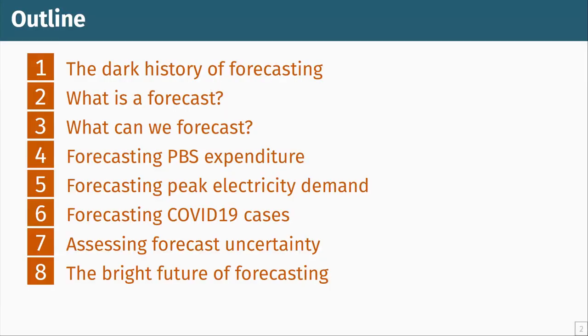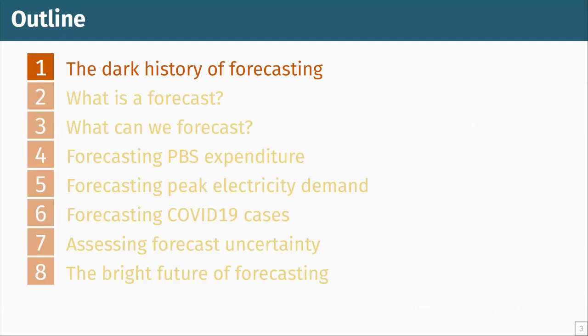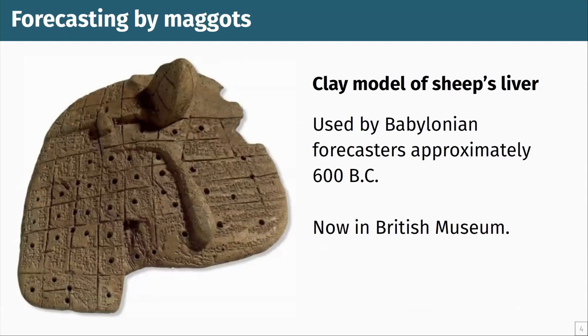But let's go back a long way before we do that. Let's go right back to the beginning of forecasting. And it hasn't had a great history, actually. So that's one of the early forecasting tools. It's a model of a sheep's liver. I've seen it. It's in the British Museum. And it was used by Babylonian forecasters approximately 600 BC. Most of you are probably not familiar with sheep's livers, but I believe that that's a very accurate depiction.